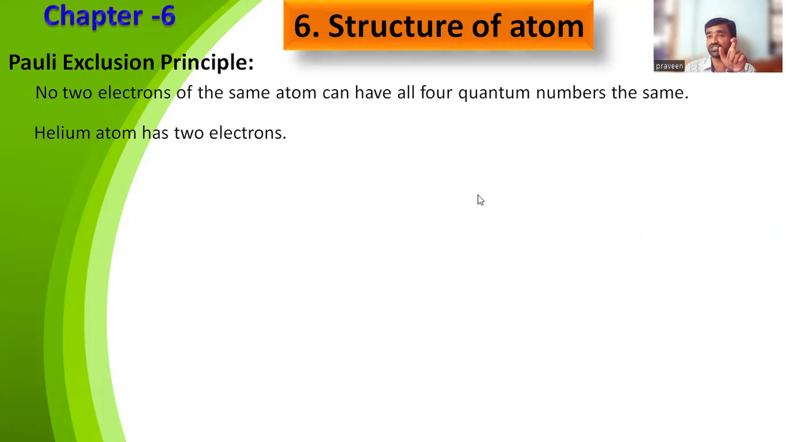So, negatively, it is discussed. No two electrons of the same atom can exist with all four quantum numbers the same. Three may be the same, but the fourth one must be different.